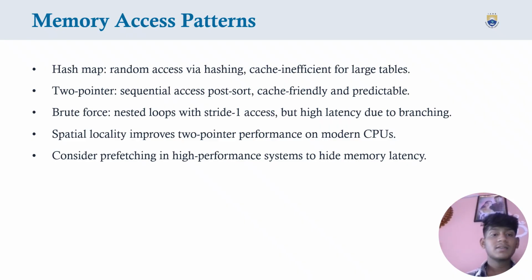Memory access patterns. Hash map: random access via hashing is cache inefficient for large tables. Two pointer: sequential access post sort is cache friendly and predictable. Brute force: nested loops with straightforward access but high latency due to branching. Spatial locality improves two pointer performance on modern CPUs. Consider prefetching in high performance systems to hide memory latency.